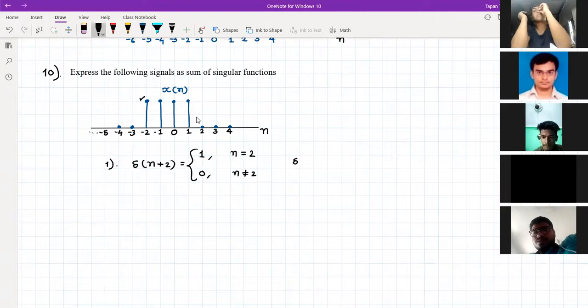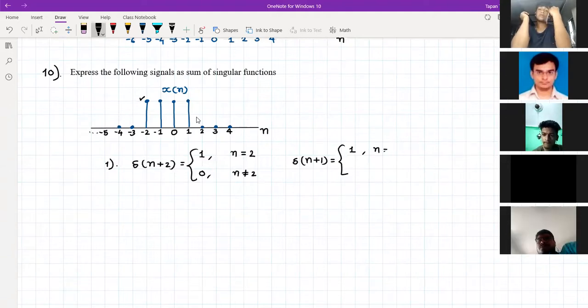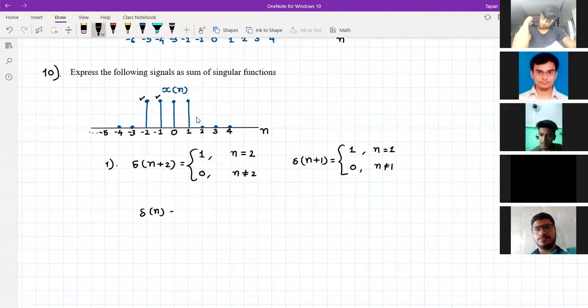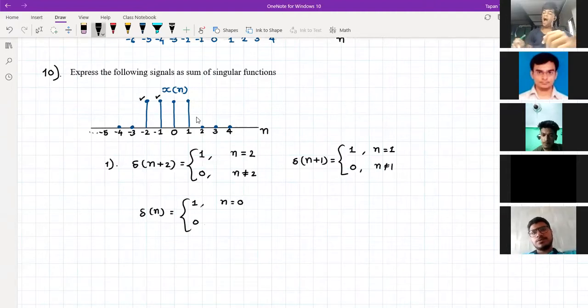Then you say that delta of n plus 1 is equal to 1 for n is equal to -1, and it is 0 if n is not equal to -1. So you take this one. Similarly, delta of n is equal to 1 for n is equal to 0, and 0 if n is not equal to 0. So you are done with this.